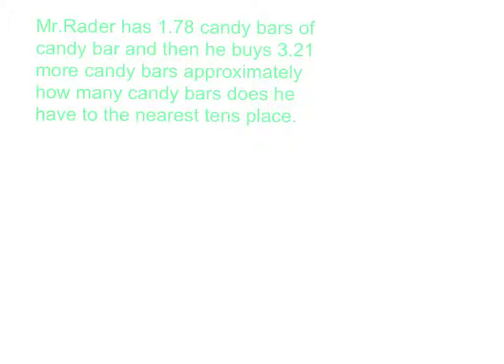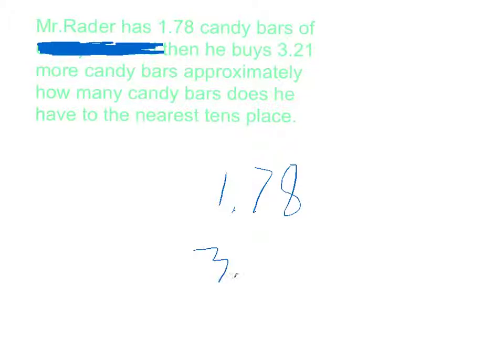Okay, this reader has 1 and 7800 candy bars. And then he buys 3 and 2100 more candy bars. Approximately how many candy bars does he have to the nearest tens place? So 1 and 78 hundredths and 3 and 21 hundredths.